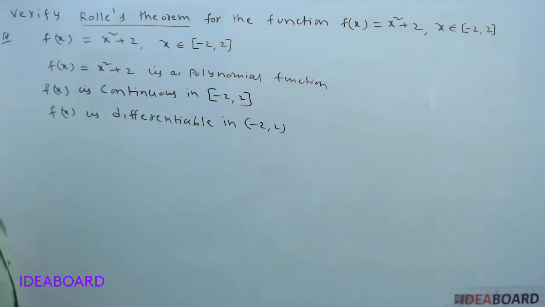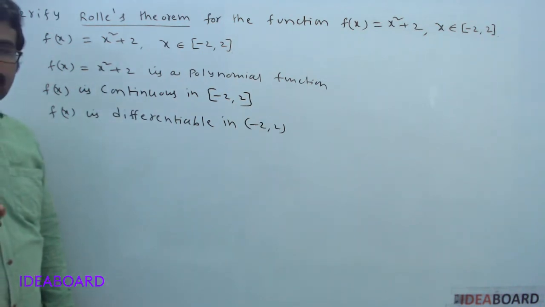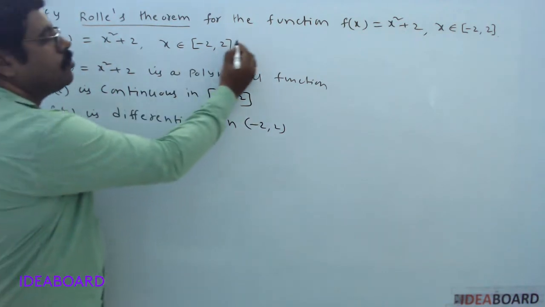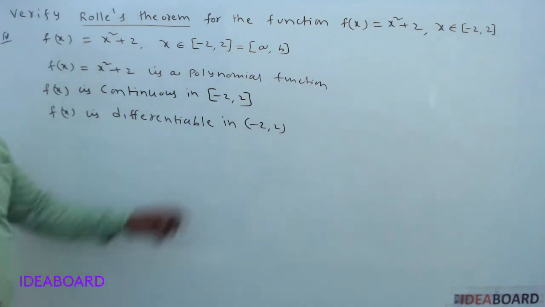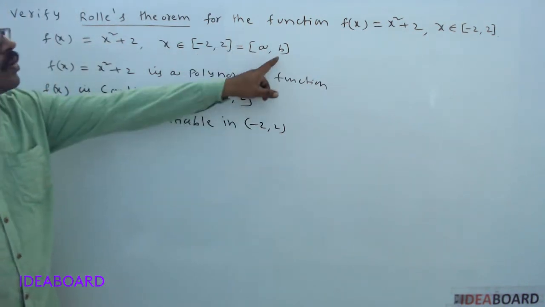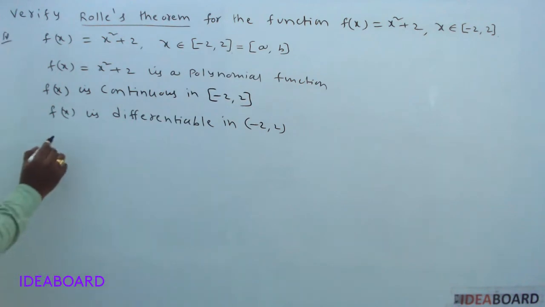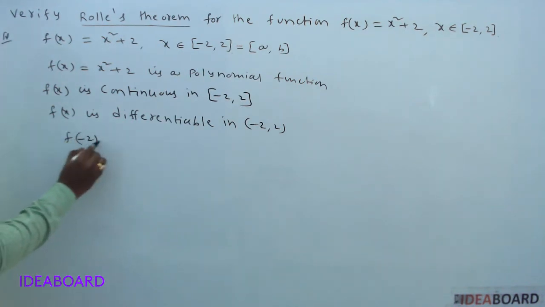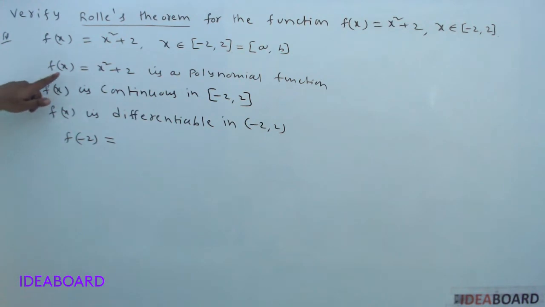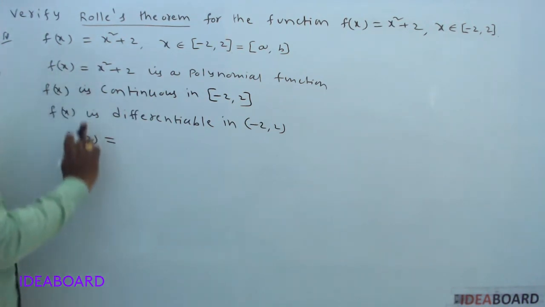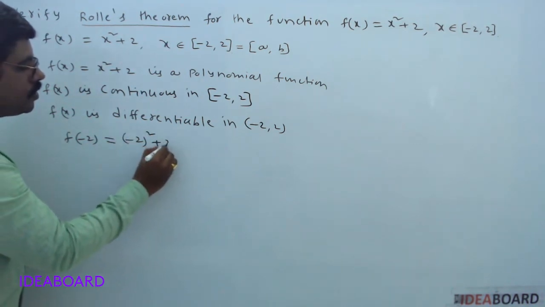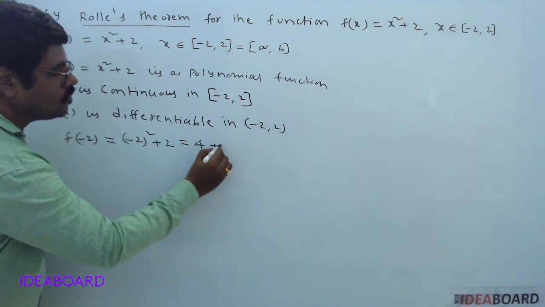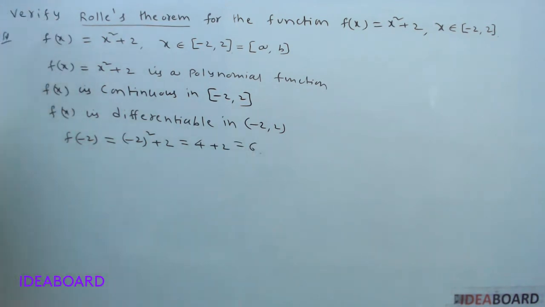Now check the third condition in Rolle's theorem. What is the third condition of Rolle's theorem? F of a equals f of b. Now comparing this given interval with closed a comma b, here a value is minus 2, b value is 2. First find out f of a value, that is f of minus 2. Now in this function f of x, substituting x equals minus 2, it will be minus 2 whole square plus 2. Now this equals 4 plus 2, it becomes 6.